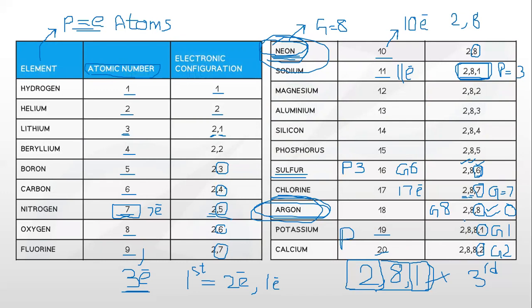हाउ डू आई नो दे आर इन पीरियड नंबर 4? बाय लुकिंग एट द नंबर ऑफ डिजिट्स. 1 2 3 4. कितने डिजिट्स हैं आपके पास? 4 डिजिट्स हैं, which means 4 number of shells. तो आपको ये पीरियड नंबर भी क्या हो जाएगा? योर पीरियड नंबर वुड बी 4. कैसे पता लगेगा? हमारे पास कैल्शियम है, ठीक है.